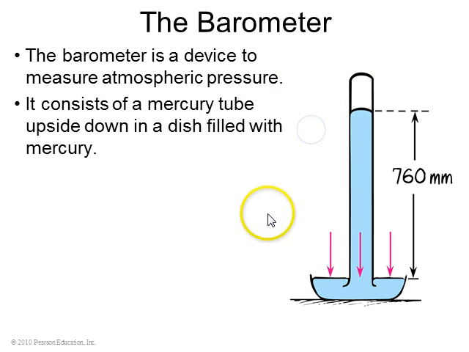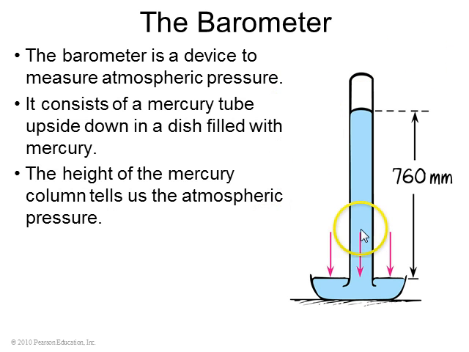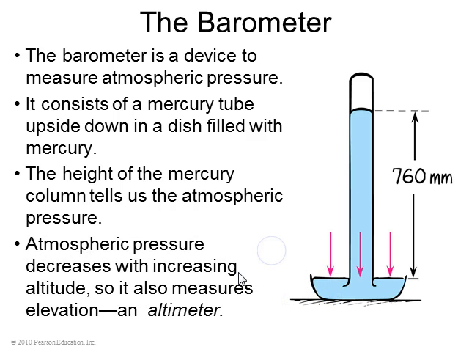A barometer is a device used to measure atmospheric pressure. And what it is, is a column of mercury, liquid metal, in a tube, and above it is a little bit of vacuum or a little bit of mercury vapor. And then it's sitting in a dish which is exposed to the atmosphere. And the height of the mercury column tells us the atmospheric pressure. And atmospheric pressure can actually decrease if you go up. So a barometer can be used as an altimeter to measure your altitude.